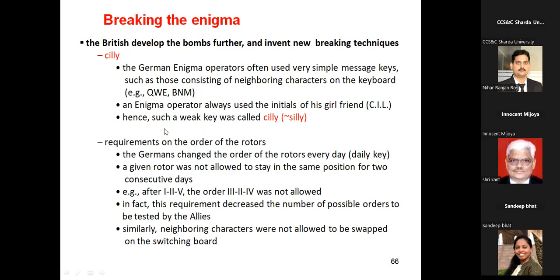Then the requirement on the rotor order: what is the order of the rotors? 1st, 5th, 3rd or 3rd, 2nd, 4th was not allowed. These two orders were not allowed; other orders were allowed for changing the daily key. In fact, this requirement decreased the number of possible orders to be tested by the Allies. Similarly, neighboring characters were not allowed to be swapped.